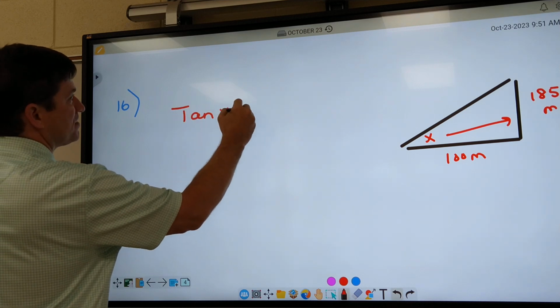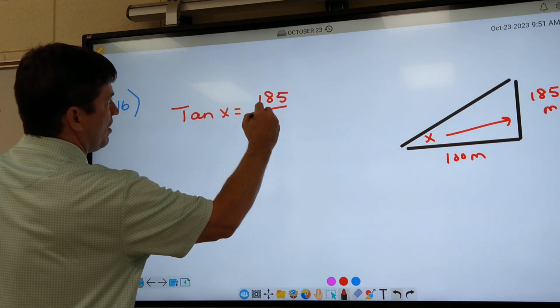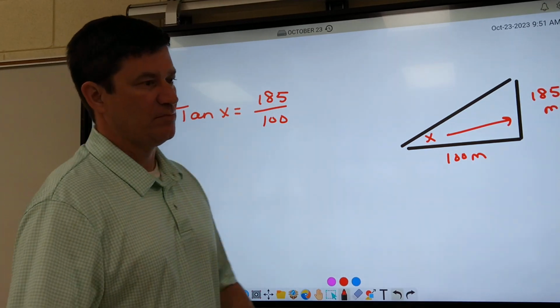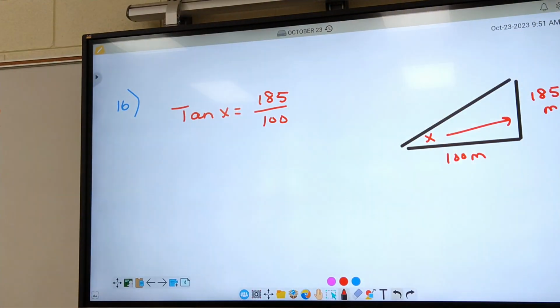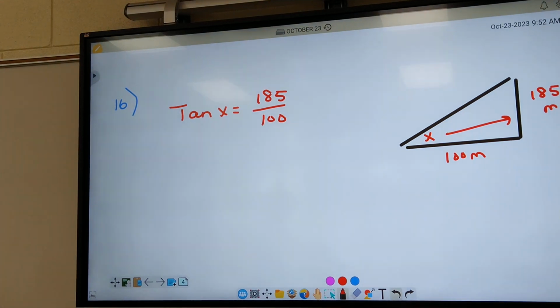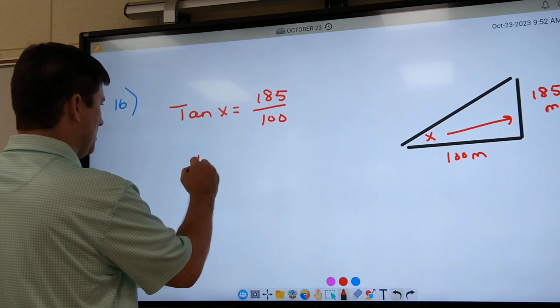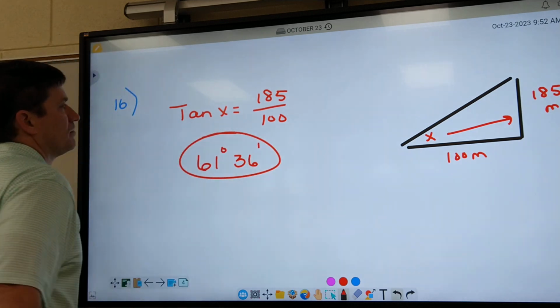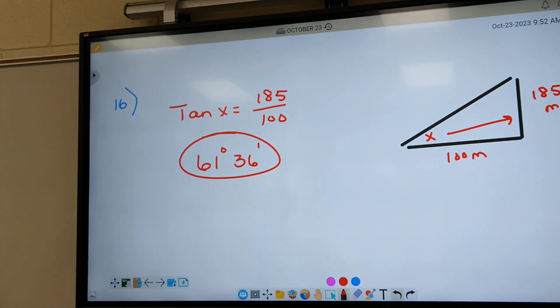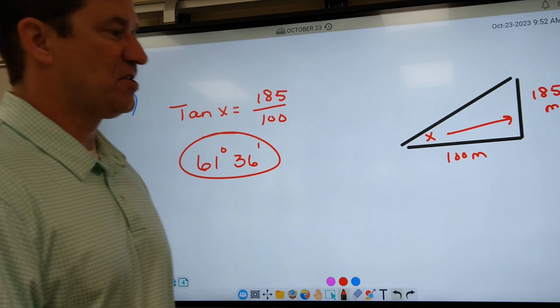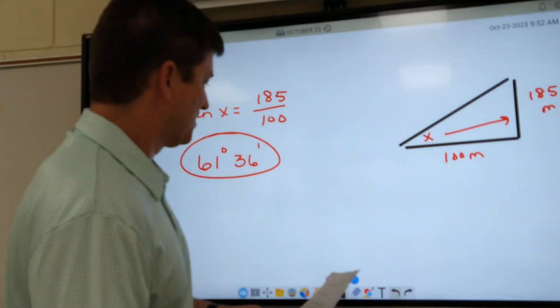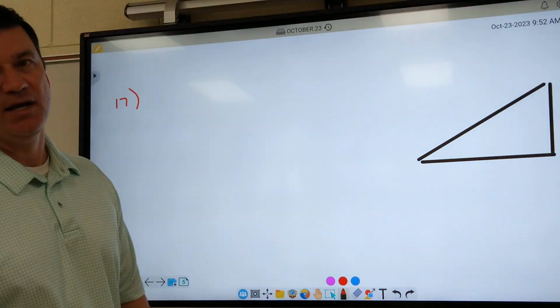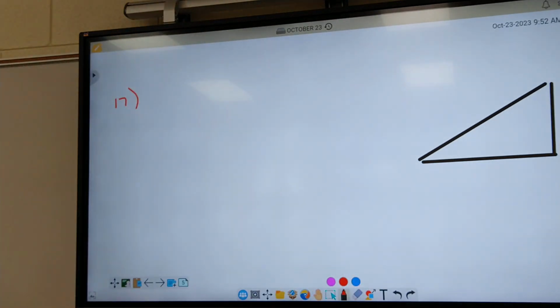Tangent of x, it says put your opposite on top and your adjacent on bottom. So let's make that degrees, minutes, and seconds. All right, so my answer is 61 degrees, 36 minutes. That's basically how you're going to do all of them. Question on 16. Let's go to 17. Draw a triangle for me on 17, and I'll help you label it.